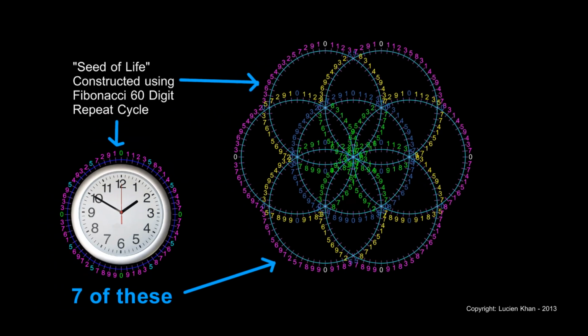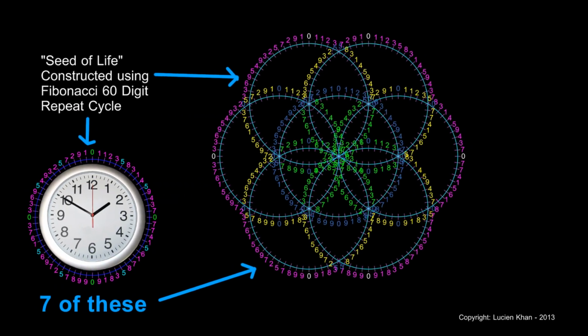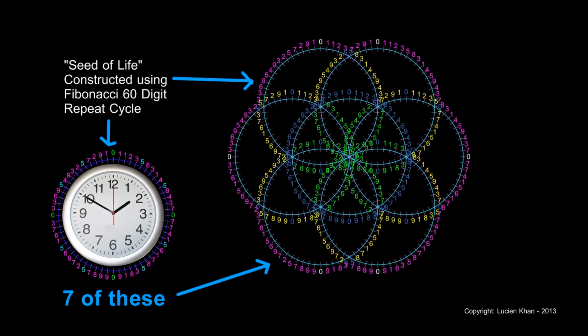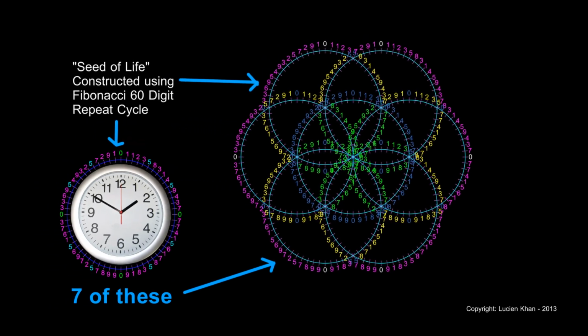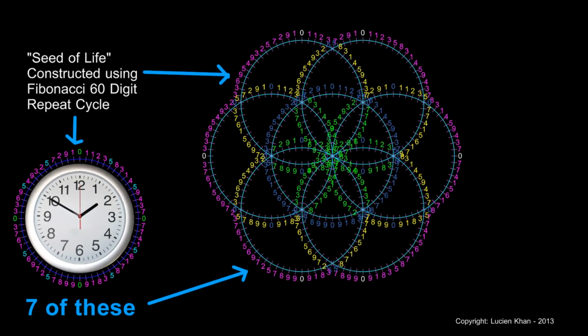Now look at the following. When I create the seed of life using the Fibonacci 60-digit clock, this incredibly sacred symbol starts to generate a flowering pattern of numbers. This is so stupendous, I can't even find the words to fully express the enormity of what is happening here.